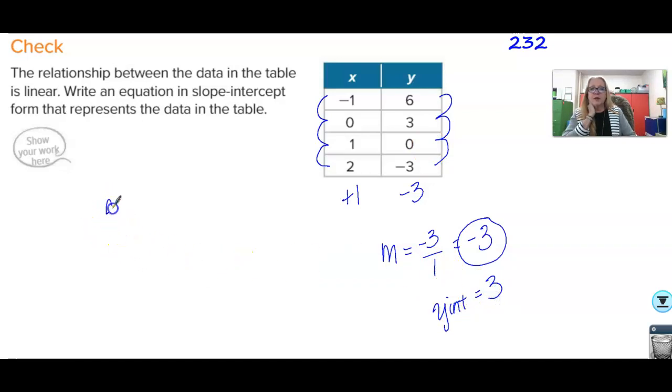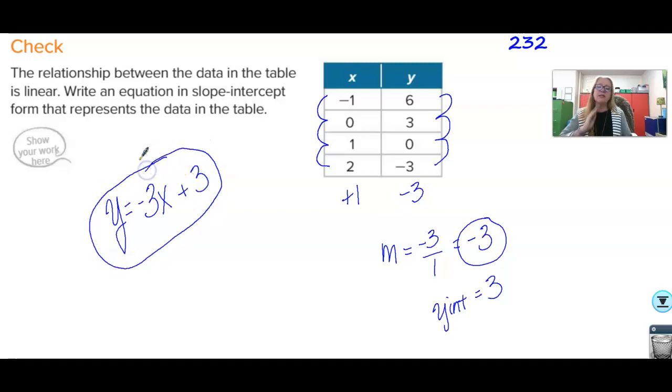So our equation, y equals, I need my slope. Slope is negative 3. Negative 3x, I need my y-intercept. My y-intercept is positive 3. So the equation is y equals negative 3x plus 3.